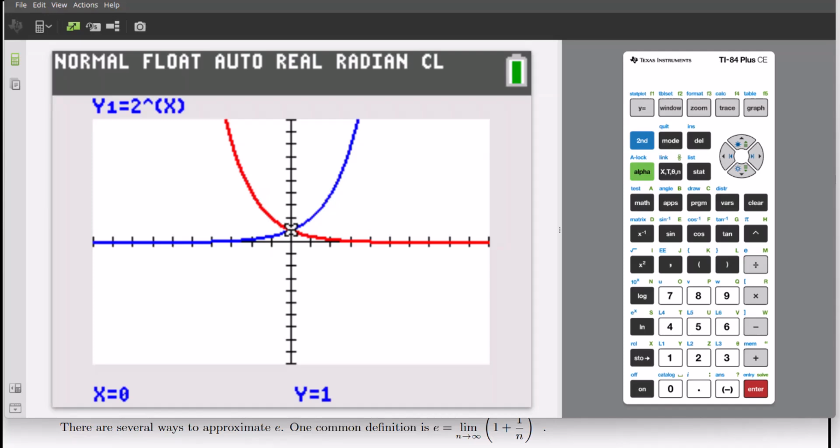When you plug in 0 into the x, you're going to have the base to the power of 0, which is always going to be 1. This is the reason why we're always going to cross through the point (0, 1).